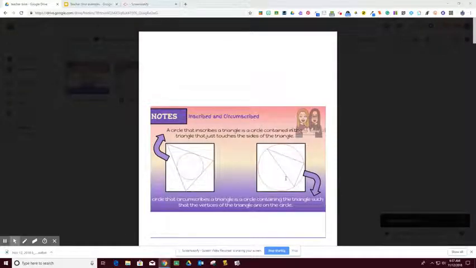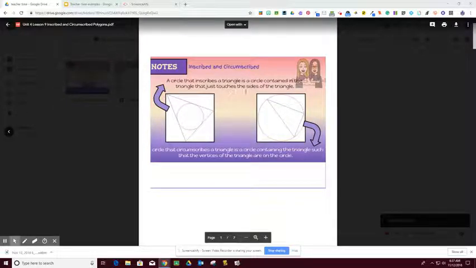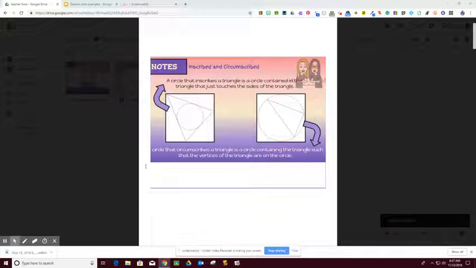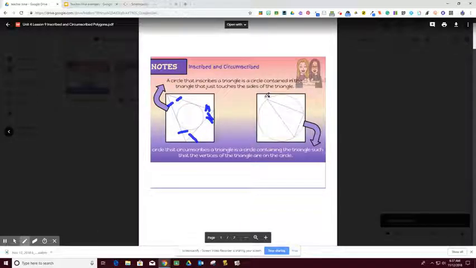So today's lesson is about inscribed and circumscribed angles. I want to bring to your attention the theorem. It says a circle that inscribes in a triangle is a circle contained in the triangle that touches the sides of the triangle. What that means is this side and this side are equal. These two are equal, as well as this side is equal to this side. And also, this is an inscribed angle, so therefore this is going to be 1/2 its intercepted arc, like we learned before.